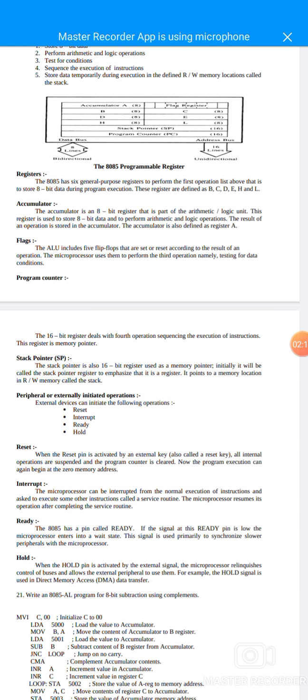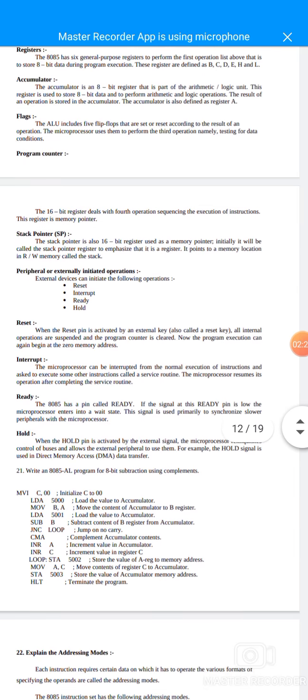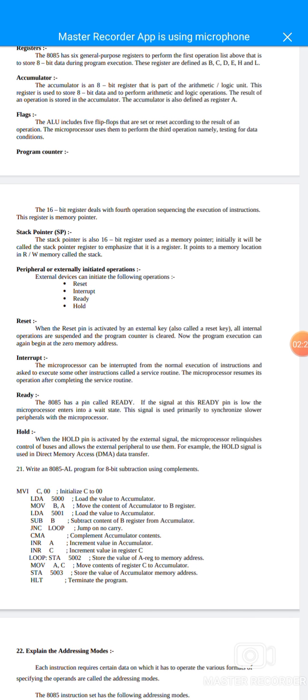Flags: the ALU includes 5 flip-flops that are set or reset according to the result of an operation. The microprocessor uses them to perform the third operation, namely testing for data conditions. Program counter: a 16-bit register that deals with the fourth operation, sequencing the execution of instructions. This register is a memory pointer. Stack pointer is also a 16-bit register. It is also a memory pointer, and it points to a memory location in read-write memory called the stack.